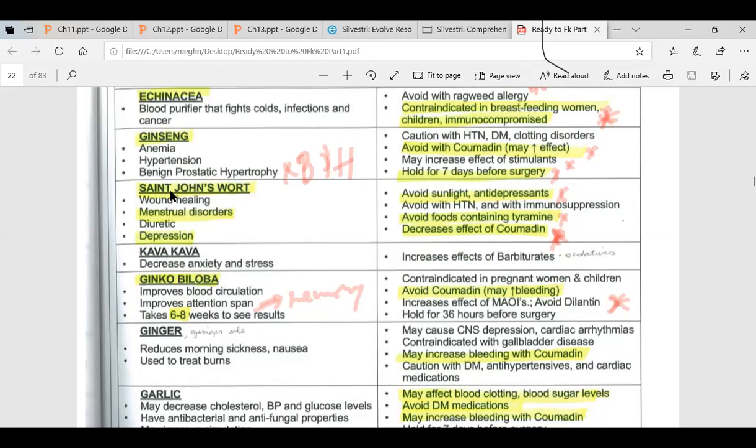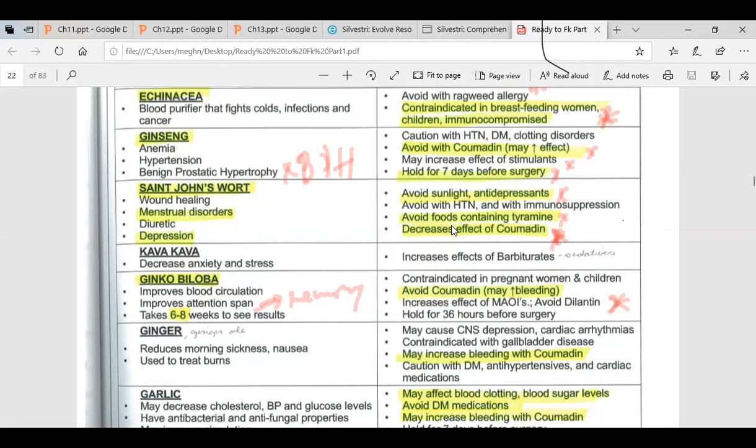Next, this one is called St. John's wort. We basically use St. John's wort for depression, and also for menstrual disorders, but mainly for depression. But keep in mind, if your patient takes St. John's wort, they have to avoid sunlight because it causes photosensitivity. They should avoid the sunlight.